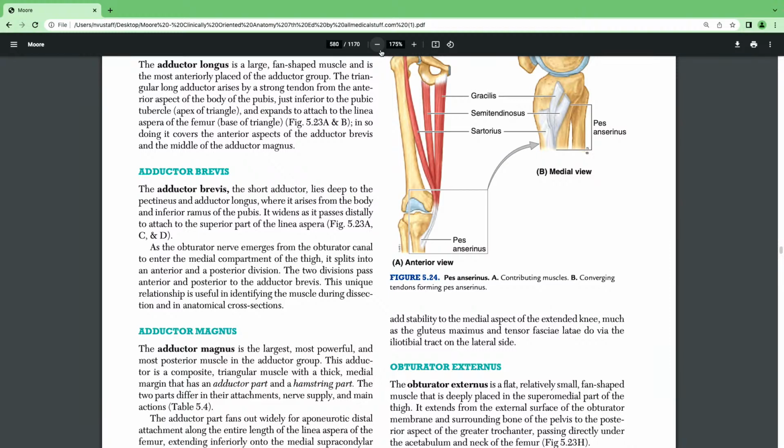Okay, before I continue with the gluteal region, let's have some rest, some coffee, and let's continue in 10 minutes.